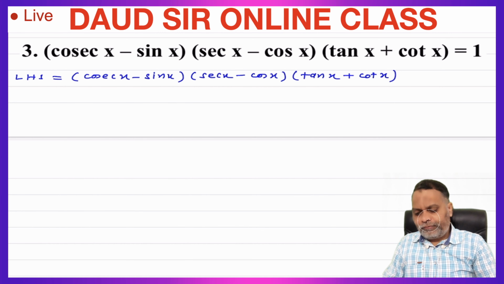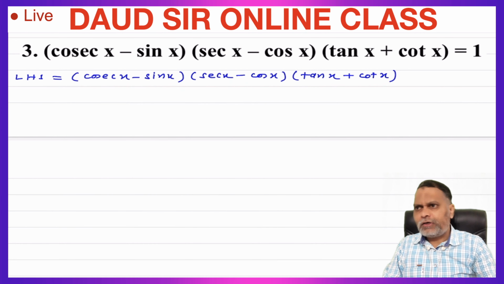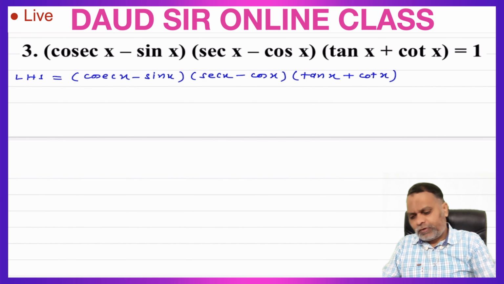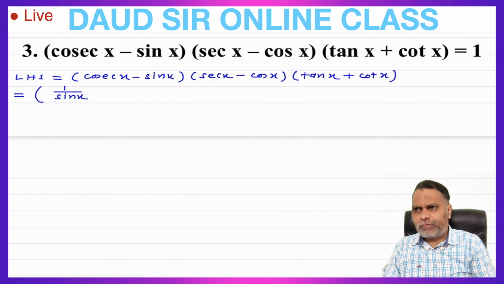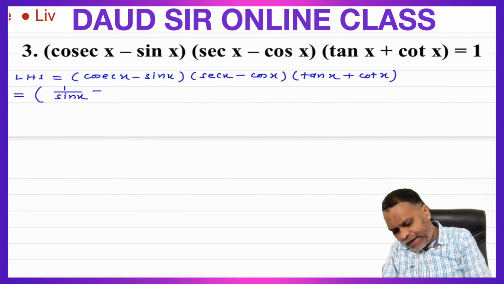Now here different ratios: cosec, sin, sec, cos, tan, cot. So convert all these ratios in terms of sin and cos. After converting into sin and cos, we can easily get this right hand side 1. So this cosec x we can write 1 upon sin x, because the reciprocal of cosec x is sin x and reciprocal of sin x is cosec x. So cosec x is equal to 1 upon sin x, minus sin x as it is.